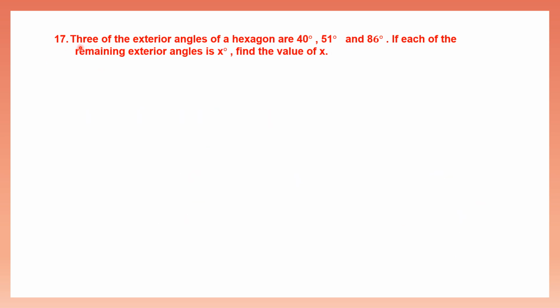Question 17. Three of the exterior angles of a hexagon are given; a hexagon has 6 angles. 3 angles are given to us, and they're saying if each of the remaining exterior angles is x degrees, find the value of x. So first, what's given to us is that the exterior angles of a hexagon are 40, 51 and 86 degrees, and the remaining 3 are all x degrees. That means we also have x degrees, then x degrees and x degrees.